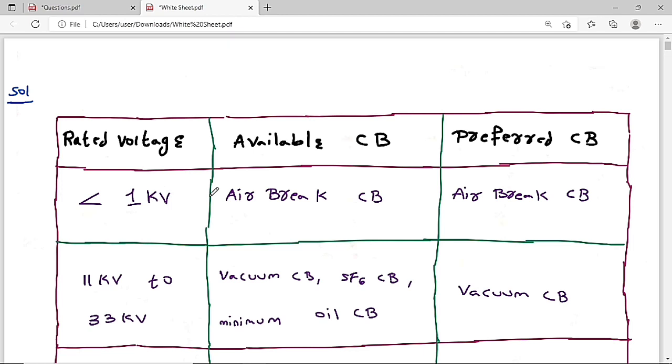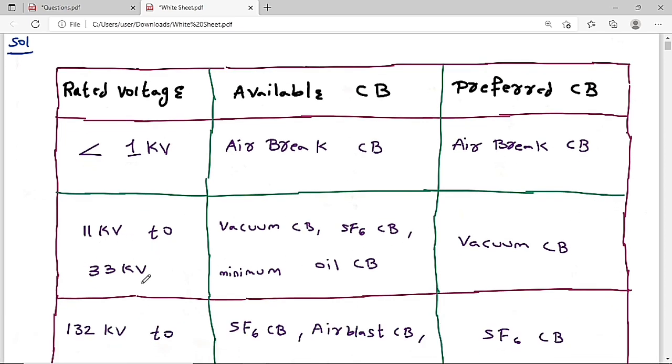Now let me give you the different rated voltages and the circuit breakers available for each rating, and which of them is most preferred. For a voltage rating of less than 1 kV, the only available circuit breaker is the air brake circuit breaker, so by default it is always preferred. From 11 kV to 33 kV, which are the distribution voltages in India, the available circuit breakers are vacuum circuit breaker, SF6 circuit breaker, and minimum oil circuit breaker. Out of these three, the most preferred for this rating is the vacuum circuit breaker.